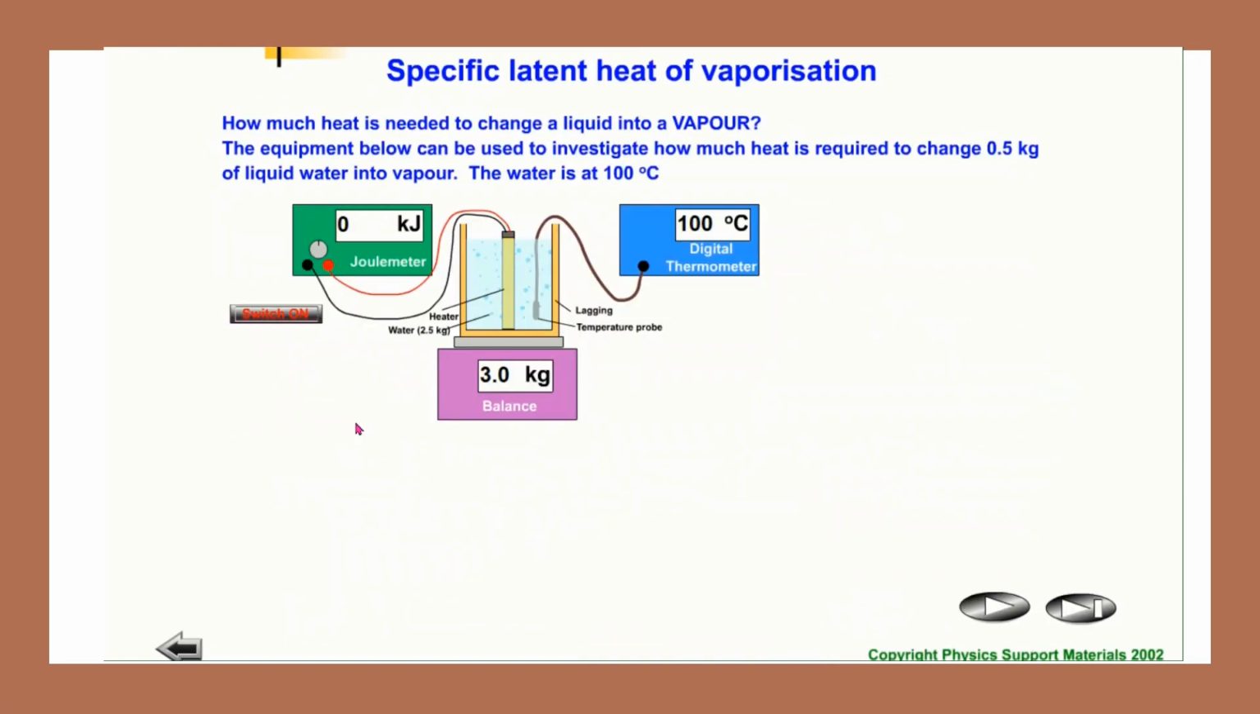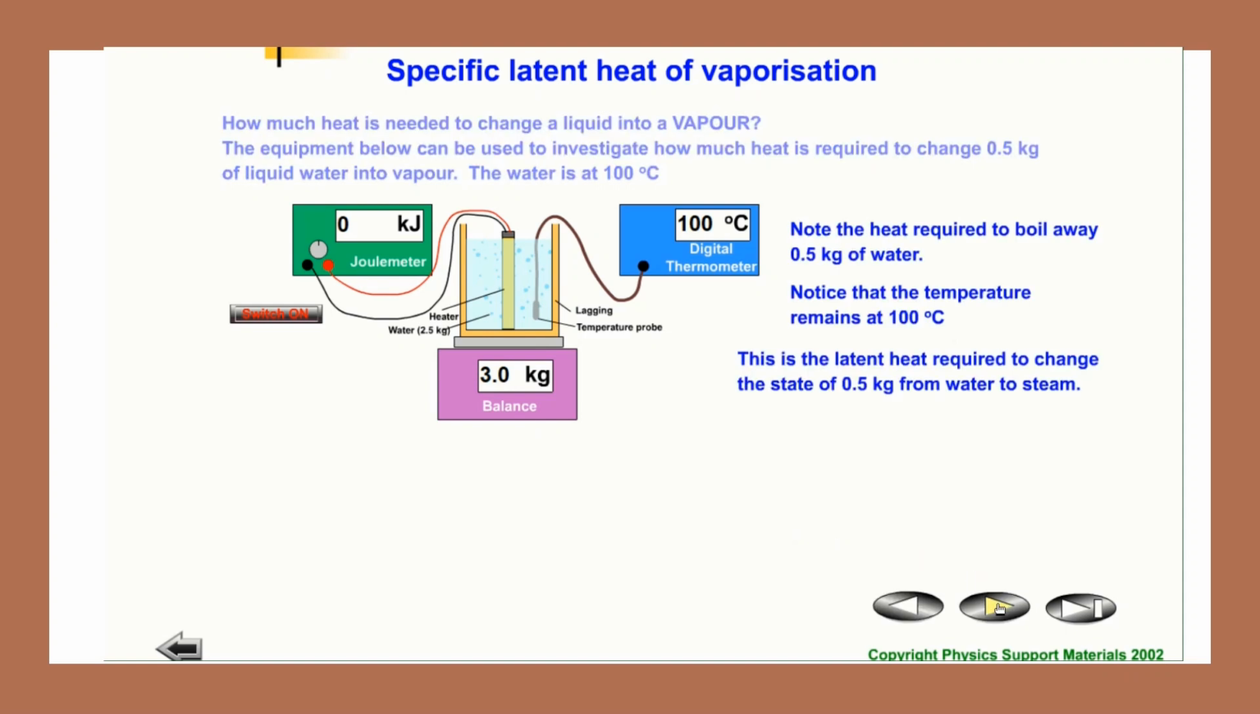So let's have a look at the specific latent heat of vaporization. In this case, we're going to be looking at how we would change a liquid into a gas, and that's the energy required to do that. Here we've got a balance, and on top of the balance we've got 2.5 kilograms of water. We've got a little heater heating it up. We've lagged the beaker as well, and got a temperature probe.